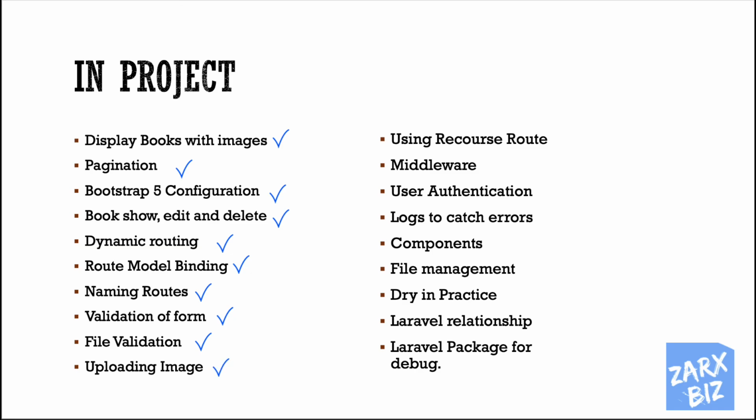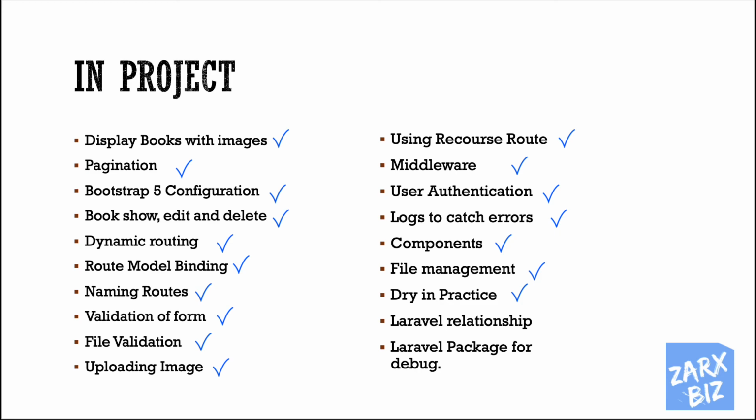Image upload, that's what we did. We also used the resource route and also the middleware. We even created a middleware to get the token from the user. We authenticated the user. We saw logs, how we can use logs to catch errors. We saw components, file management. So for each book we have a separate directory and there an image goes. And we also used the DRY practice, don't repeat yourself.